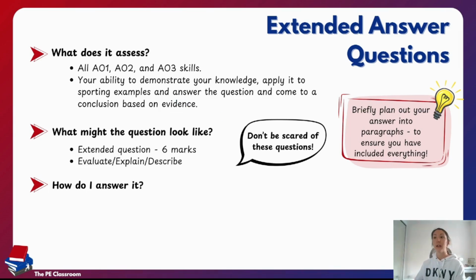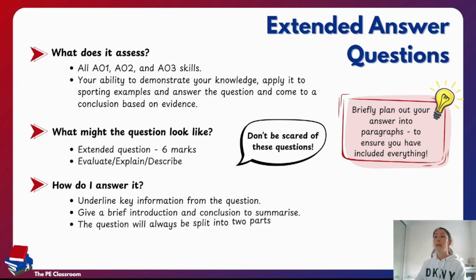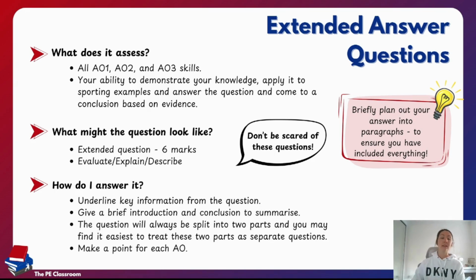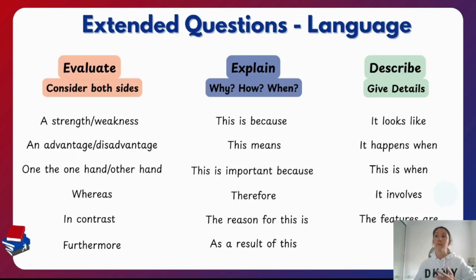Generally, it will be either an evaluate, explain, or a describe command word. So you would just need to recognise what command word it is using, and then know how you answer the question to get them marks. A top tip that I would recommend in terms of answering it is always underline key information for the question, give a brief introduction and conclusions, and figure out how you want to split up the question. Generally, you can split the question into 2 parts and answer them almost separately. And then obviously also make sure you're making all of your points to get all of the marks that are up for grabs for each of the AOs.